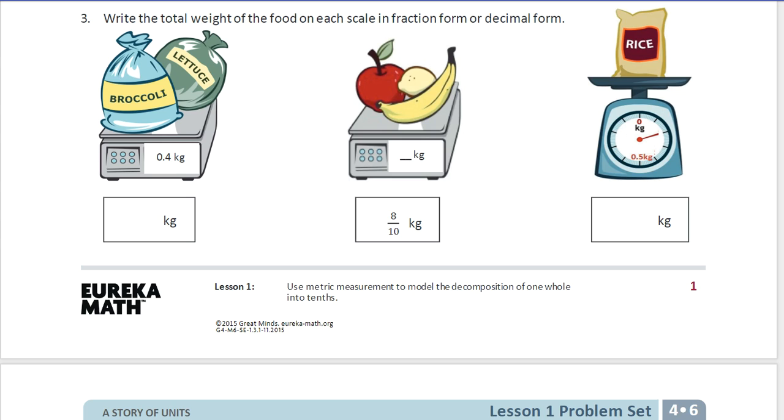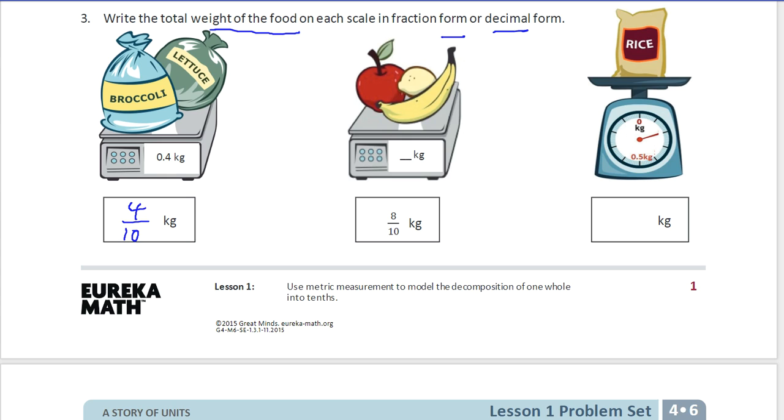All right, in number 3, we need to write the total weight of the food on the scale in fraction form or decimal form, depending on which one they give you. The first one gives us the decimal form, 0.4, which is what? You got it, that's 4/10. So in fraction form, 4/10.